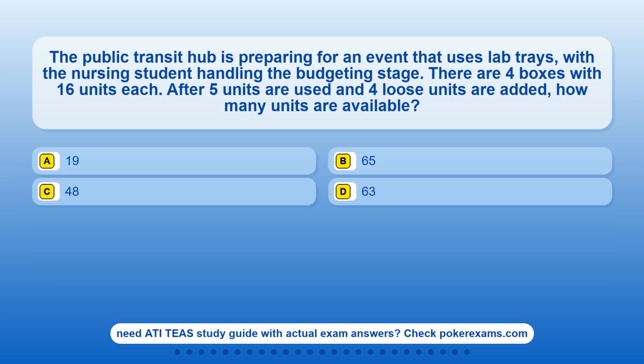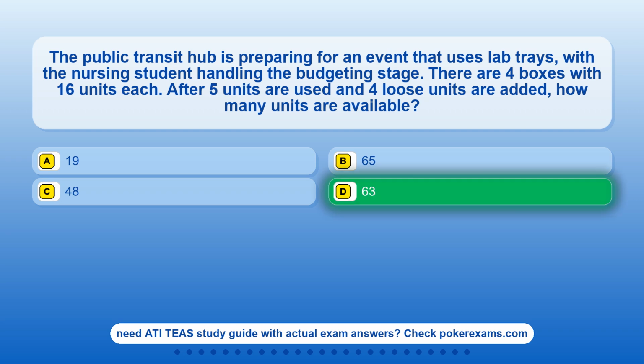The public transit hub is preparing for an event that uses lab trays, with the nursing student handling the budgeting stage. There are 4 boxes with 16 units each. After 5 units are used and 4 loose units are added, how many units are available? Option A, 19. Option B, 65. Option C, 48. Option D, 63. The correct answer is option D, 63.